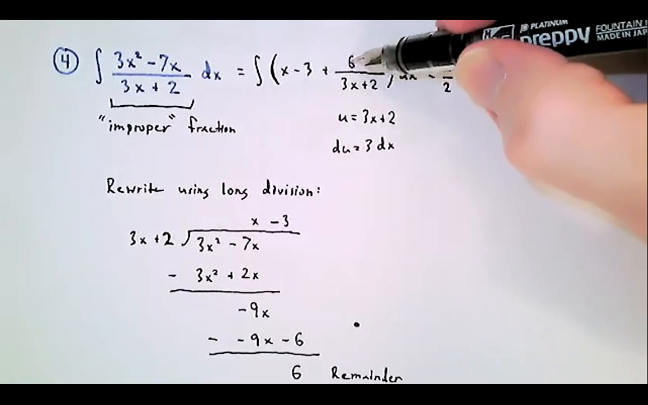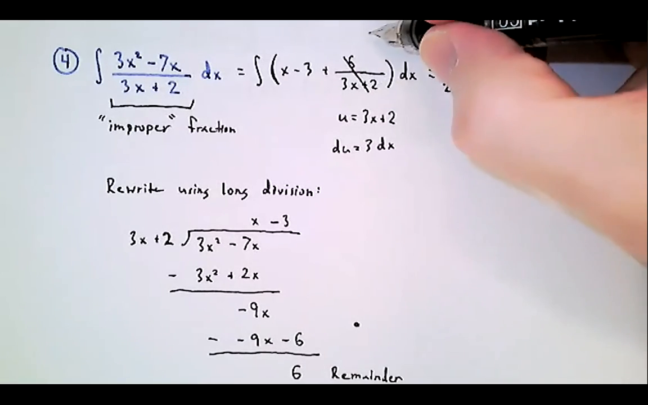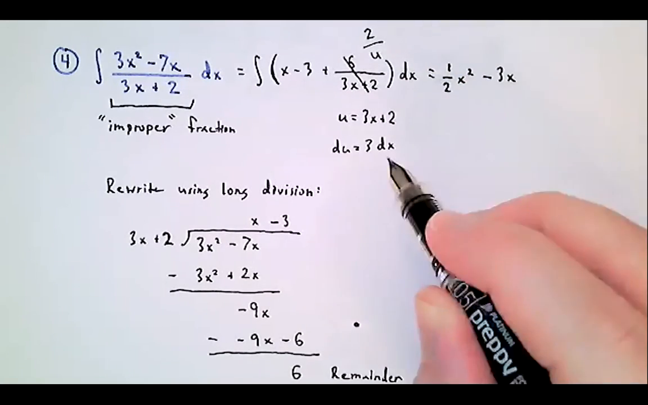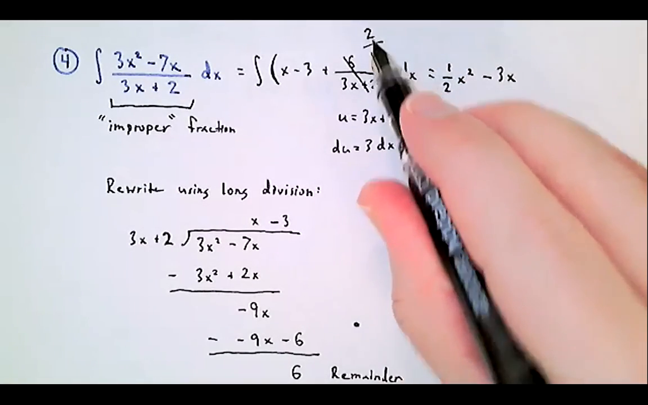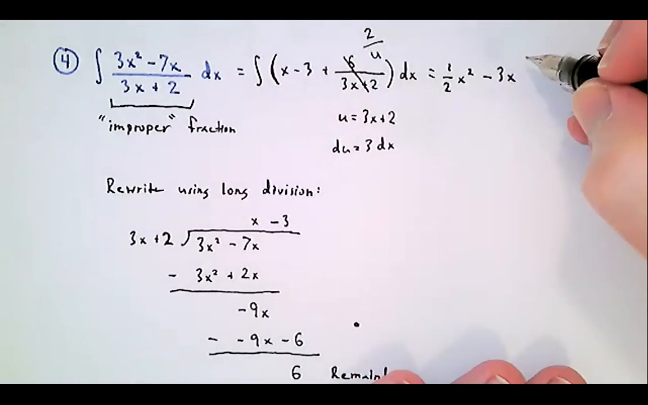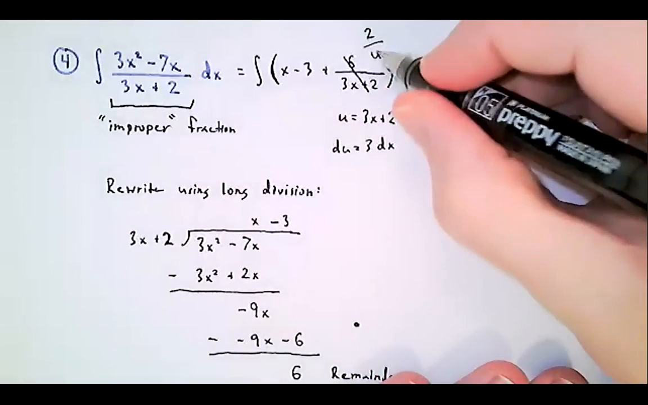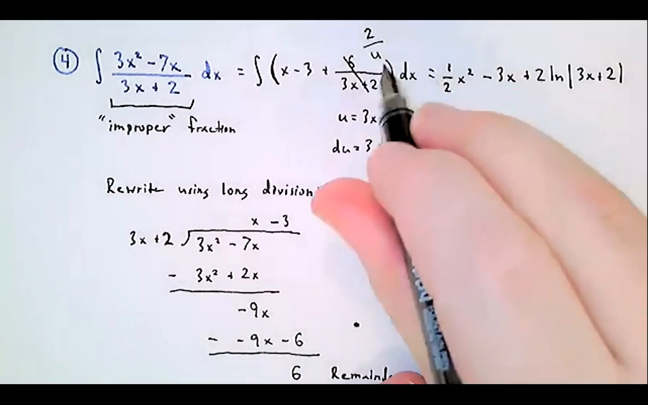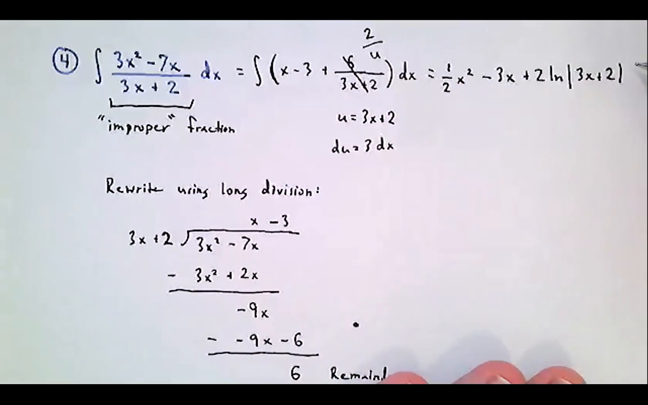So we can rewrite this as 2 over u. So I've pulled a 3 out of the 6, and a 2 is left over. And this gives us a natural logarithm. So it's 2 times the natural logarithm of u, with an absolute value symbol. So that takes care of all 3 terms there. We just need to add a constant on the end.